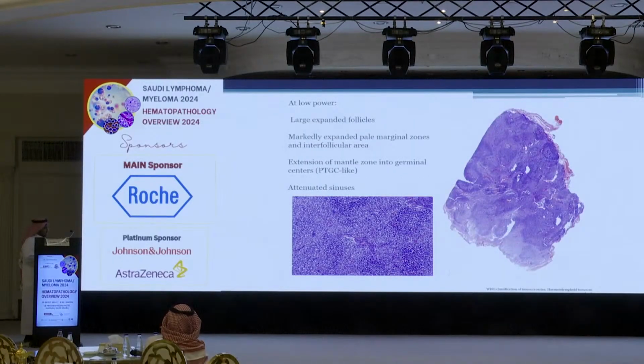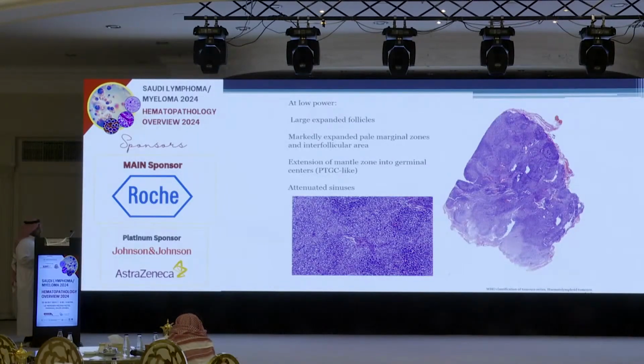At low power, the pediatric nodal marginal zone lymphoma presents with enlarged follicles, and these follicles usually have expanded marginal zone area, and this marginal zone area extends into the interfollicular area. We can recognize this marginal zone from low power by being a pale area, because it has abundant clear cytoplasm.